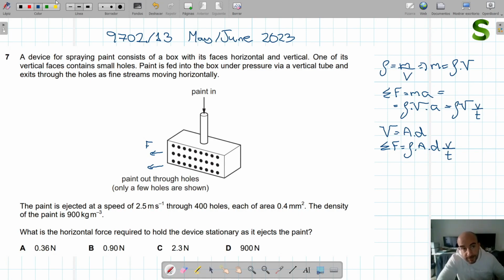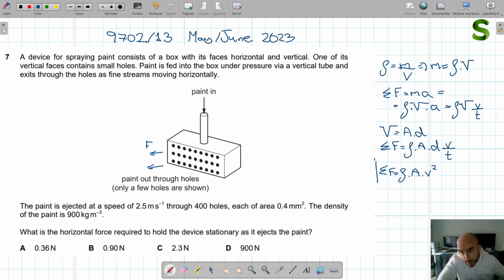And take a look at this. Distance divided by time is velocity. So we can express this as sum of forces equals density times area times velocity squared. So now we have everything that we needed here, because we have density, which is given, area, which is given, and velocity, which is given.